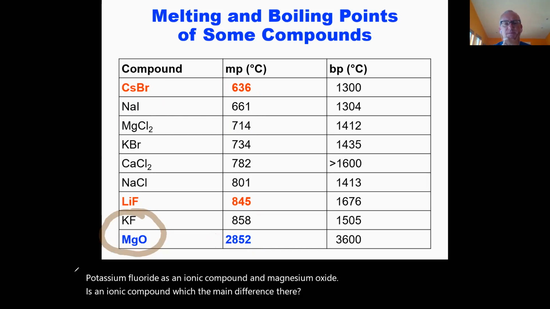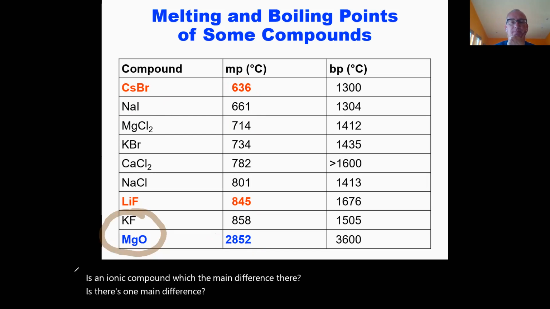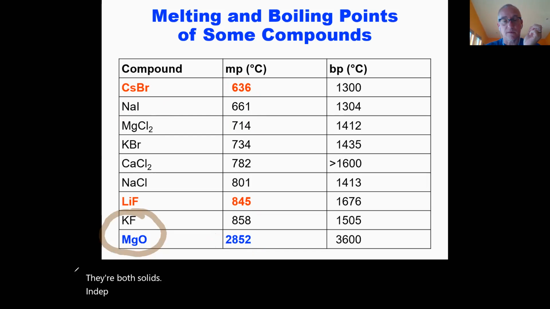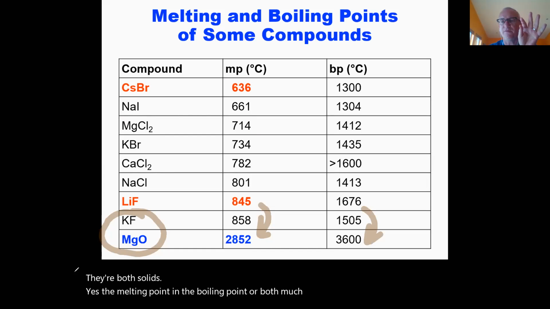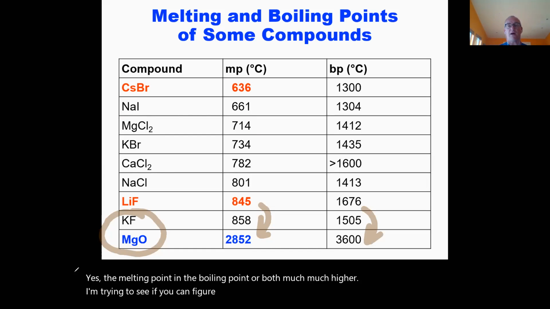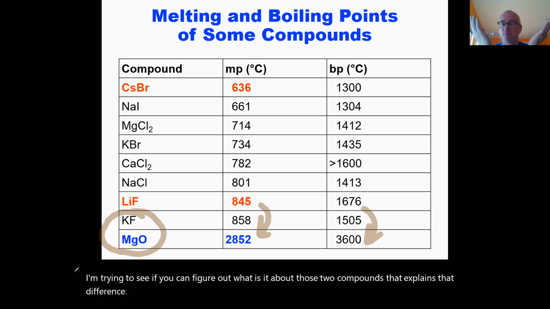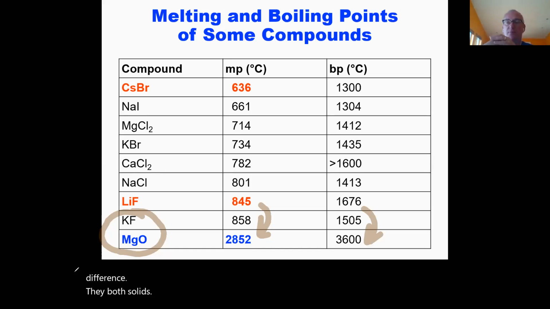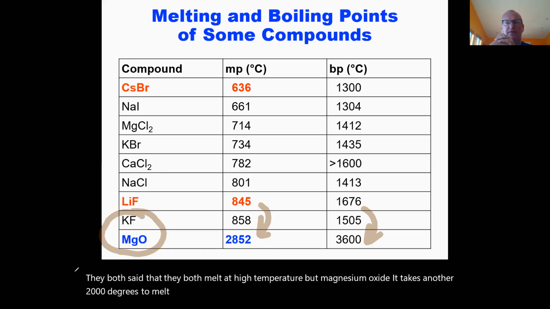There's one main difference. Solid. They're both solids. Boiling, melting point. Yes, the melting point and the boiling point are both much, much higher. I'm trying to see if you can figure out what is it about those two compounds that explains that difference. They're both solids. They both melt at high temperature, but magnesium oxide, it takes another 2,000 degrees to melt it. There's something quite different about it.